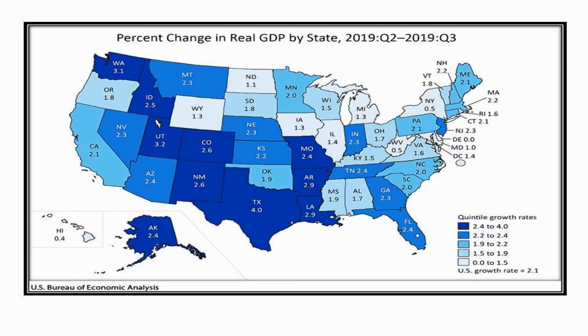This map of the United States shows the trends of each state with percent change in real GDP for only one quarter in the year 2019. Only 3 states have GDP growth exceeding 3%: Texas, Utah, and Washington.